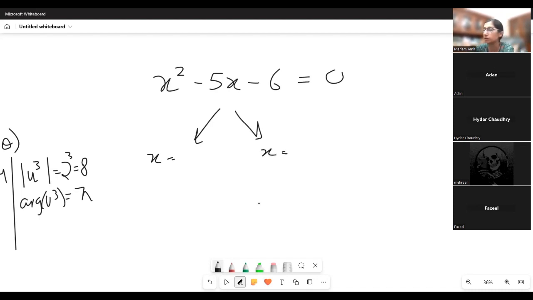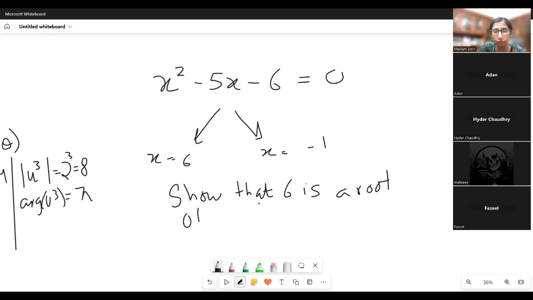Let me just quickly check. 1 minus 5 minus 6. It's 6 and the other one is minus. Okay, एक तो ये question है. एक question है: show that 6 is a root of this quadratic equation. Then what do? Show that 6 is a root of the quadratic equation.